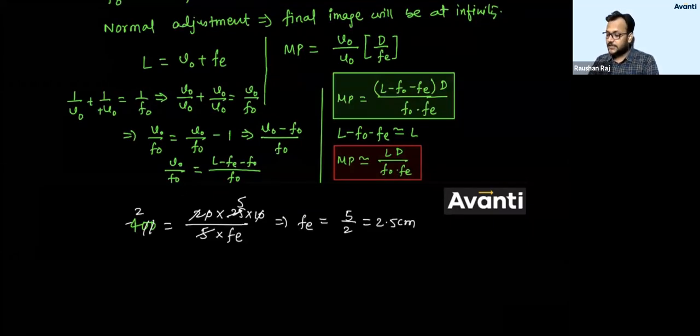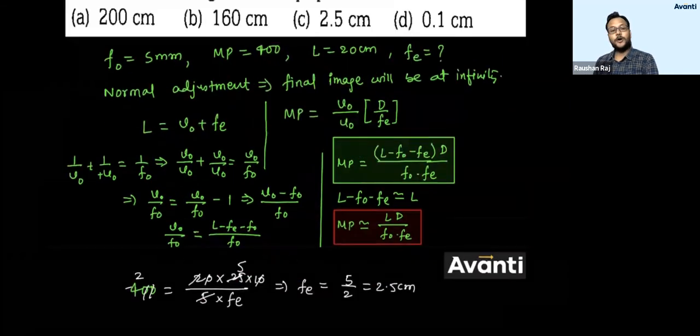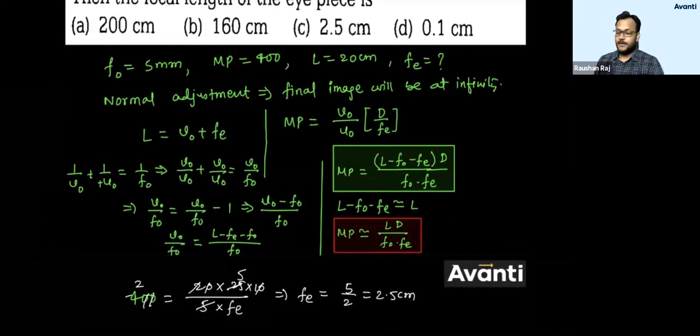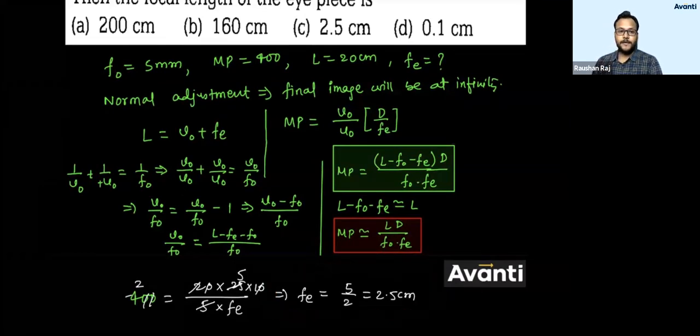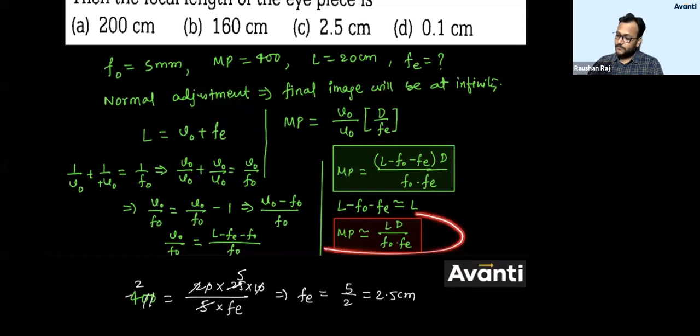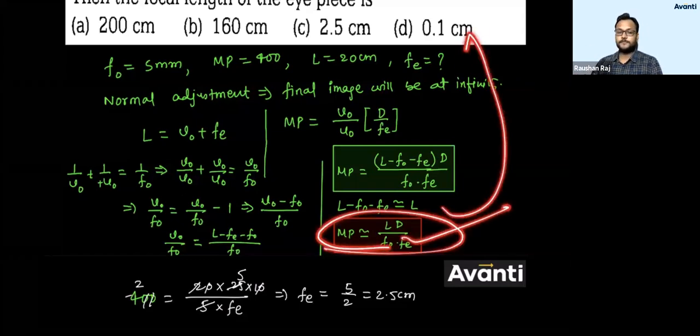See how even after a wrong approximation, you get the same answer in many cases. We have got Fe equal to 2.5 centimeter. But guys, think about this. Can you approximate L minus F naught minus Fe as L if Fe is equal to 2.5 centimeter? Just tell me the answer. I can simply say no. You can't do that, right? But you will find such a formula in many books, and questions have also been asked on this.